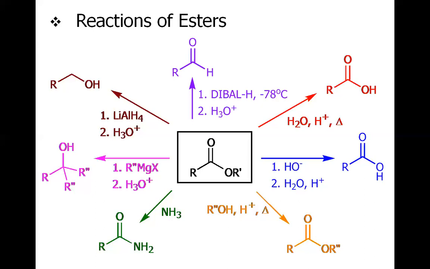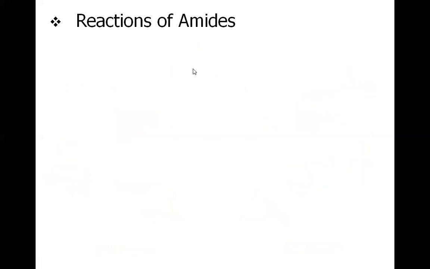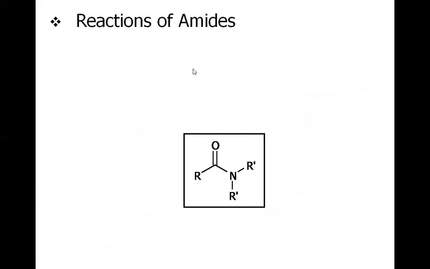If we use DIBAL, the other reducing agent, which is a milder version, we will not have the primary alcohol, but we will get the aldehyde group formed. We have already discussed these reactions when we were discussing the chemistry of aldehydes. Now let's discuss the summary of the reactions of the amide.